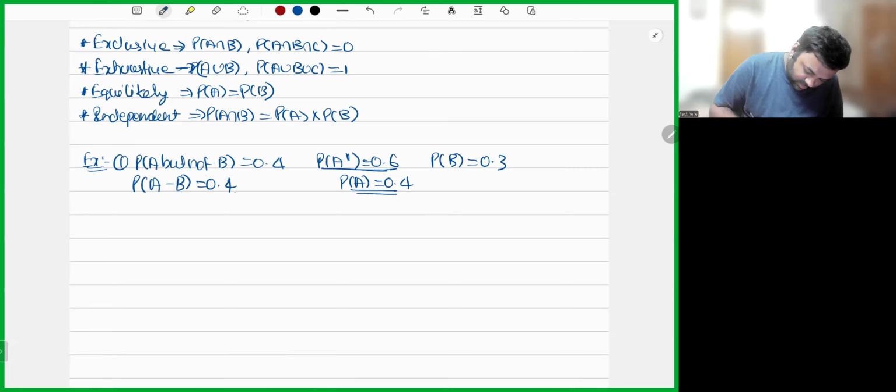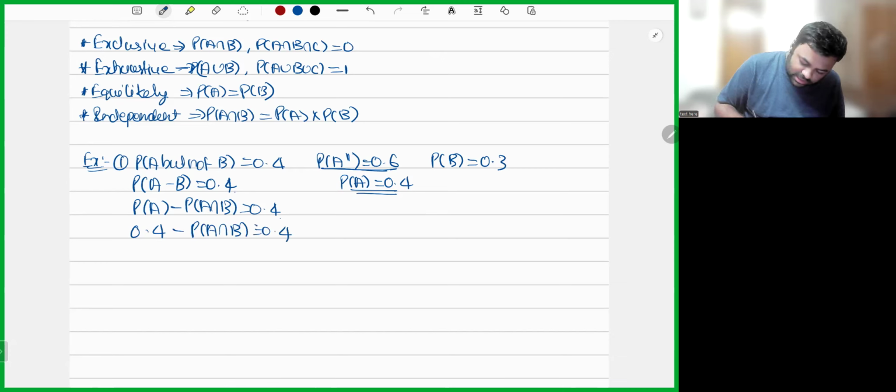0.4. So P of A minus B is P of A minus P of A intersection B, which is equal to 0.4. So 0.4 minus P of A intersection B is equal to 0.4. Now, can I cancel these both? Yes, I can cancel these both. So P of A intersection B is equal to 0. So since P of A intersection B is equal to 0, can I say A and B here are exclusive events, my dear friends?